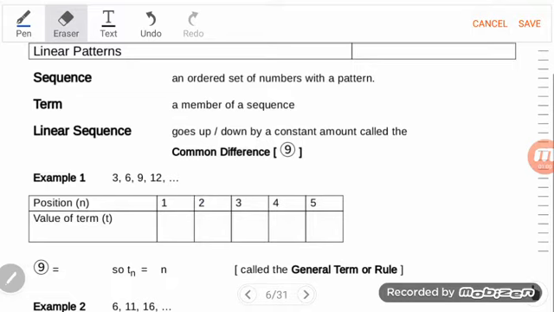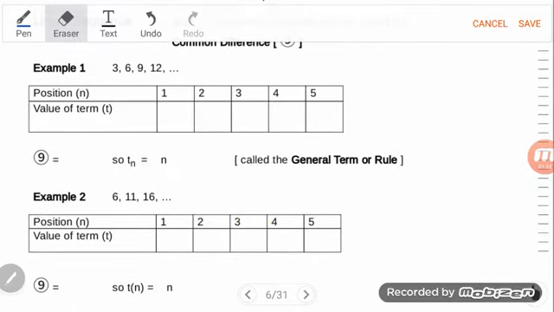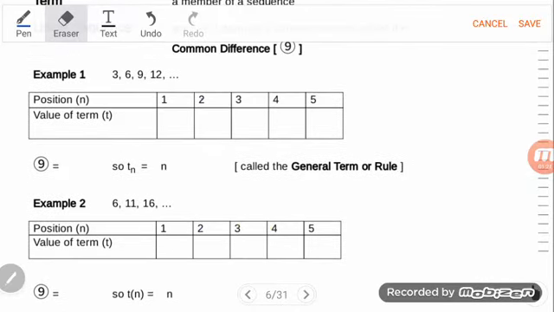Okay, now a linear sequence is where we have a number pattern where the number increases by a certain amount each time. We can also call this a common difference in terms of algebra. So, let's have an example, shall we?